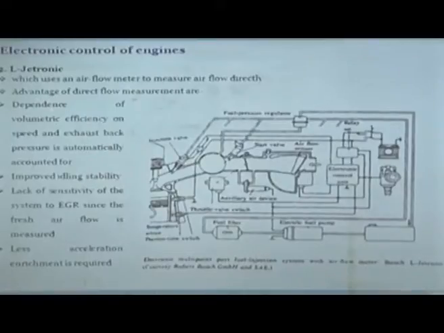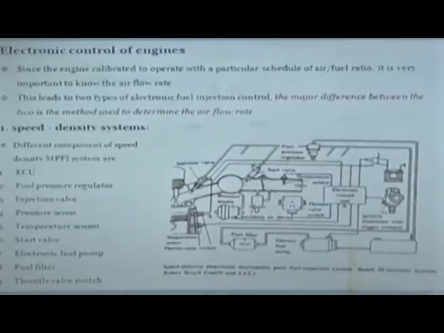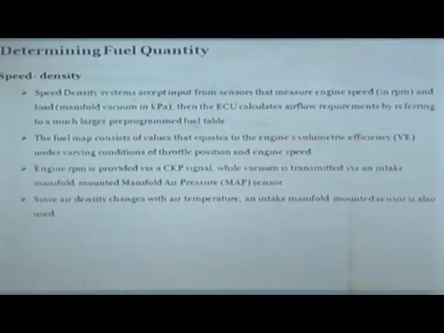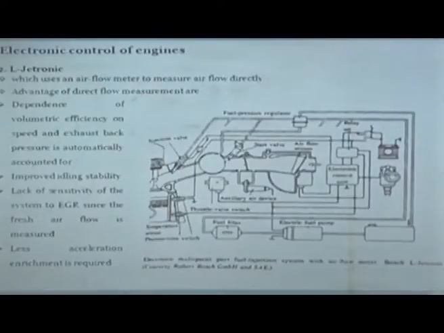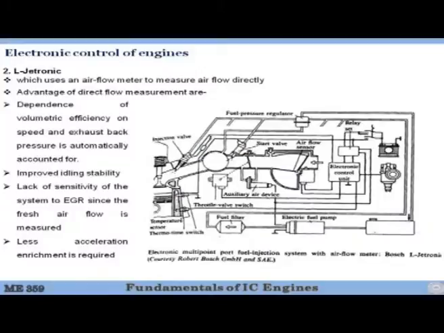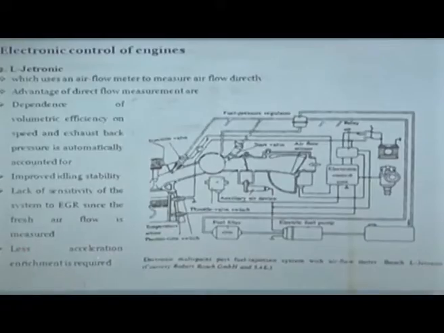The advantages are that the dependence of volumetric efficiency on speed and exhaust back pressure is automatically accounted for. Okay. So if there is a volumetric efficiency change for some reason, it will be accounted for here; it will not be accounted for in the previous case. Okay. Then idling stability is better, there is a lack of sensitivity of the system to exhaust gas recirculation since only the fresh air flow rate is measured, and less acceleration enrichment is required.